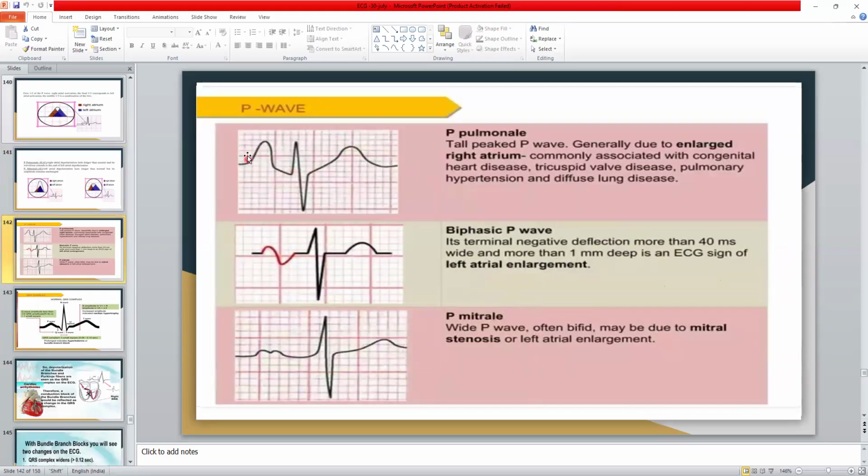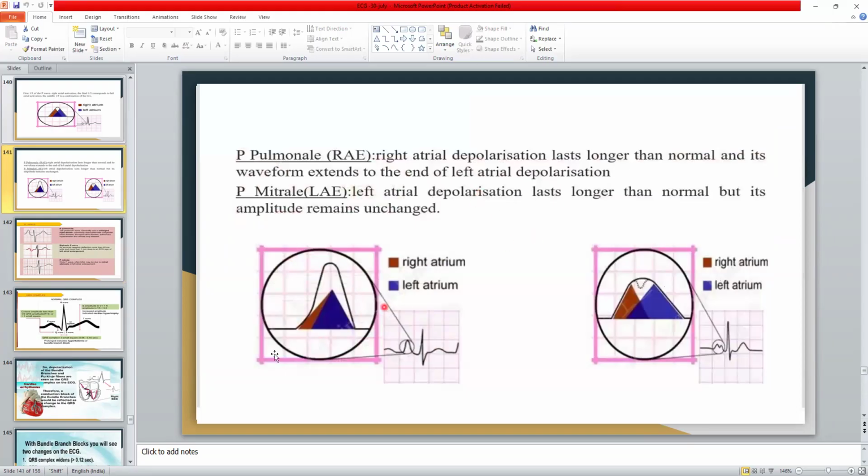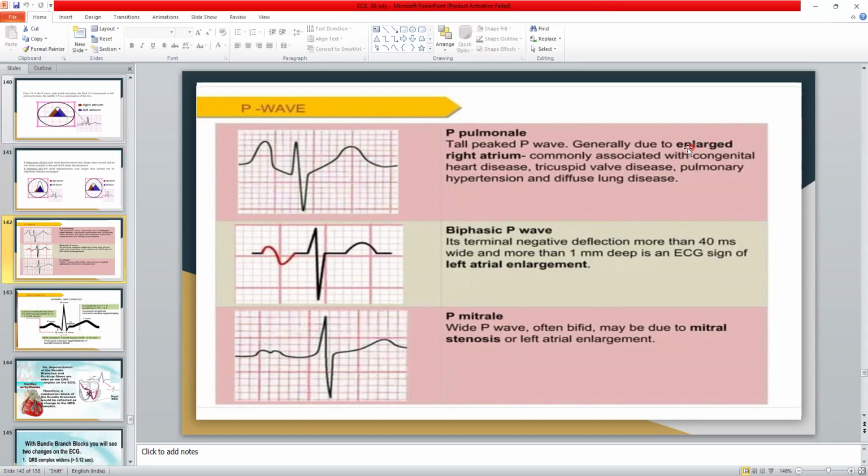You can see here with the waveform. This is the P pulmonale. You can see the increased, tall, peaked P waves. Generally, it is due to the enlargement of the right atrium. I have already told you in the previous slide that the right atrial depolarization lasts longer, hence it is an enlarged right atrium. It is commonly associated with congenital heart diseases, tricuspid valve disease, and also pulmonary hypertension, and in cases of diffuse lung diseases, you can see this form of P wave, that is P pulmonale.